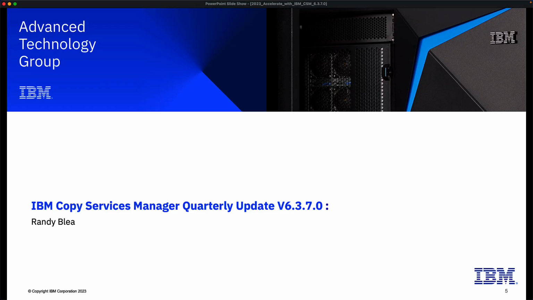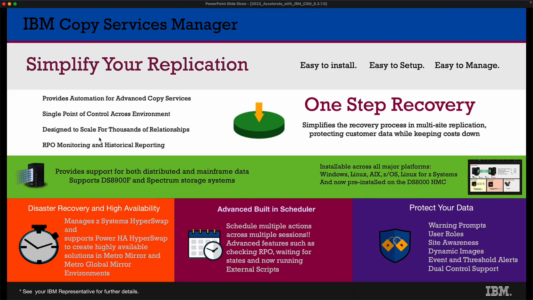In this video, I'm going to show you what's new in the Copy Services Manager 6.3.7 release. Copy Services Manager 6.3.7 releases at the end of June, should be GA and available on Fix Central.